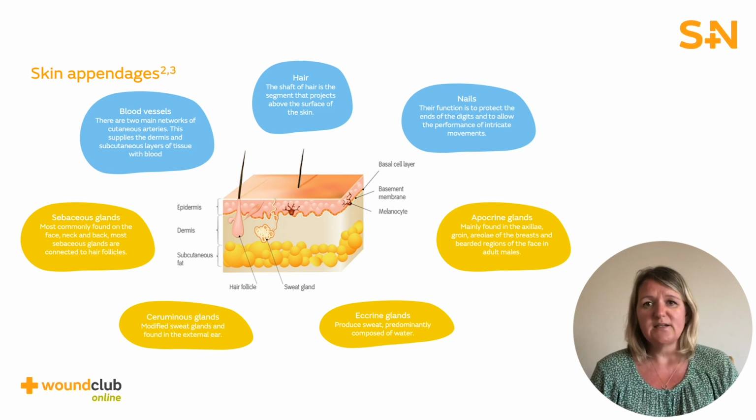Sebaceous glands are connected to hair follicles and are found on the face, neck and back. They secrete sebum, an oily substance that covers the surface of the hairs and protects them from becoming brittle and dying. Ceruminous glands are modified sweat glands and are found in the external ear. Their function is to provide a sticky barrier and, together with the hairs in the external auditory canal, can prevent foreign bodies and insects getting into the ear.